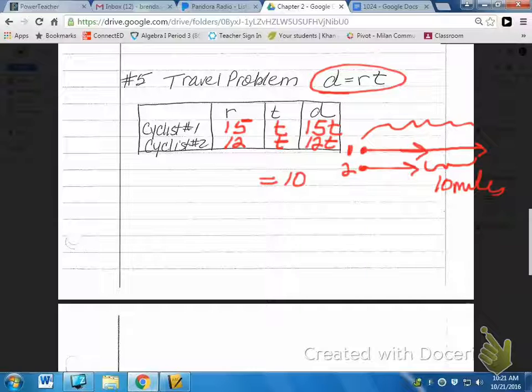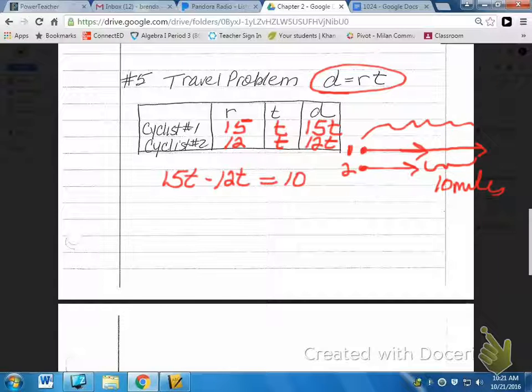What do you think it would be, Ethan? 15t minus 12t. Exactly right. When is 15t minus 12t equal to 10? How long does it take for the 15t guy to get 10 miles ahead of the 12t guy?